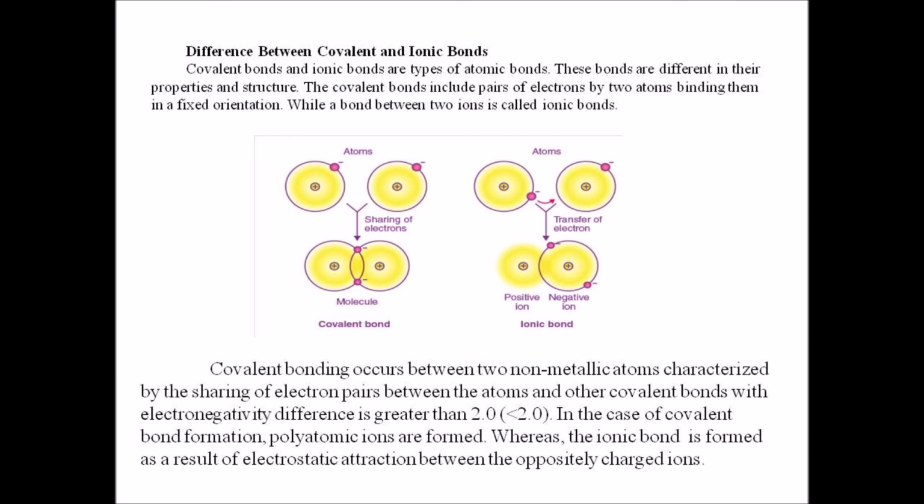See in the figure, the atoms share electrons and a molecule is formed in a covalent bond. But here a transfer of electrons from one atom to another takes place and forms a positive ion and a negative ion. That means the ion which donates an electron is positively charged, and the one which receives is a negatively charged ion, in ionic bond formation.